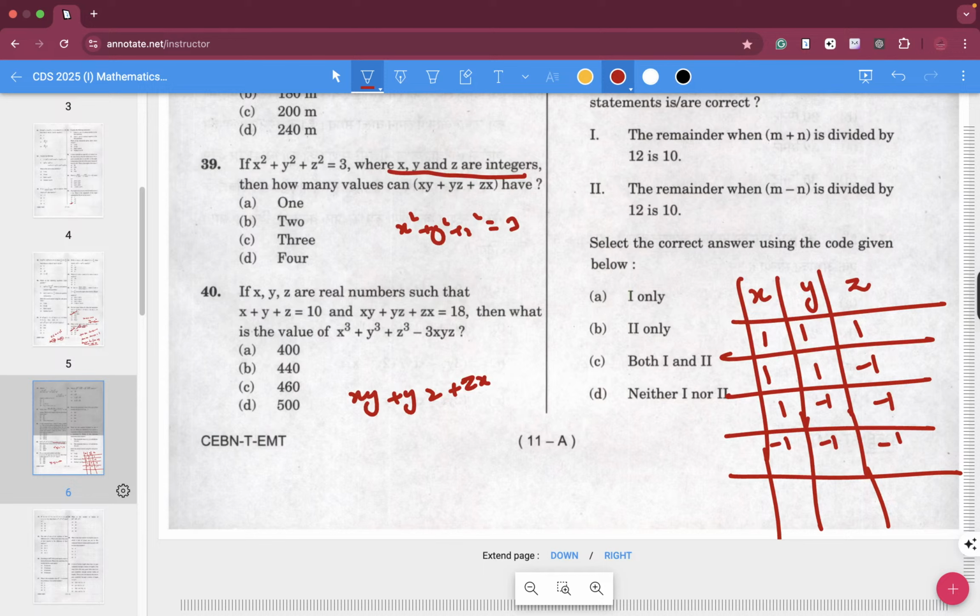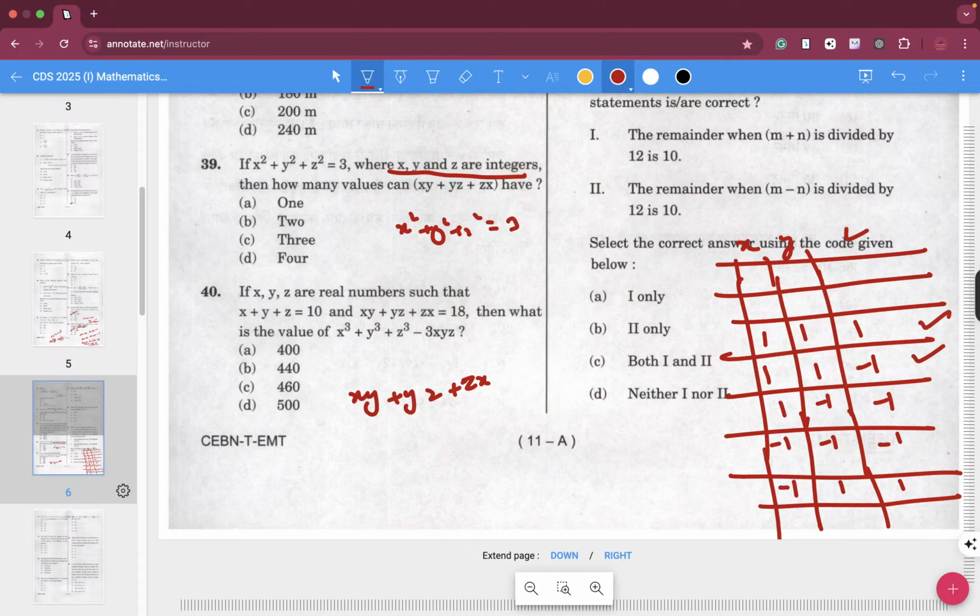You can have over here negative, negative, positive, positive, right? Okay, negative, positive, positive, right? So now I'll also write it over here, right? So let me make some space. Okay, so x, y, z. How many values? 1, 2, 3, 4, 5, 6, 7, 8, right?